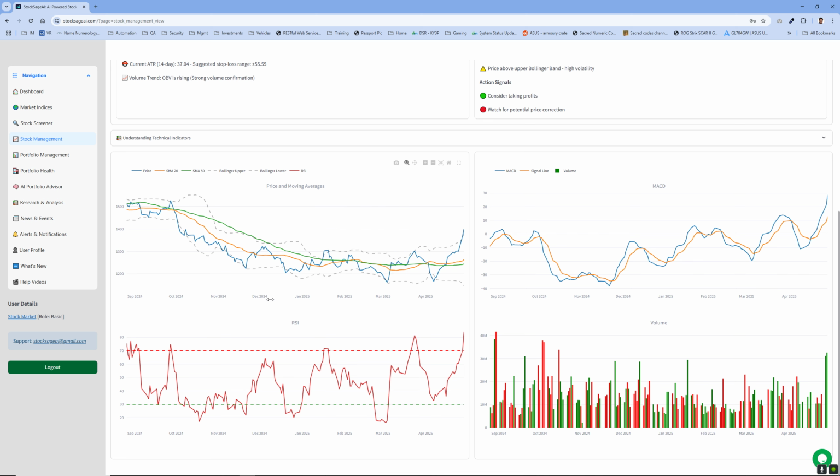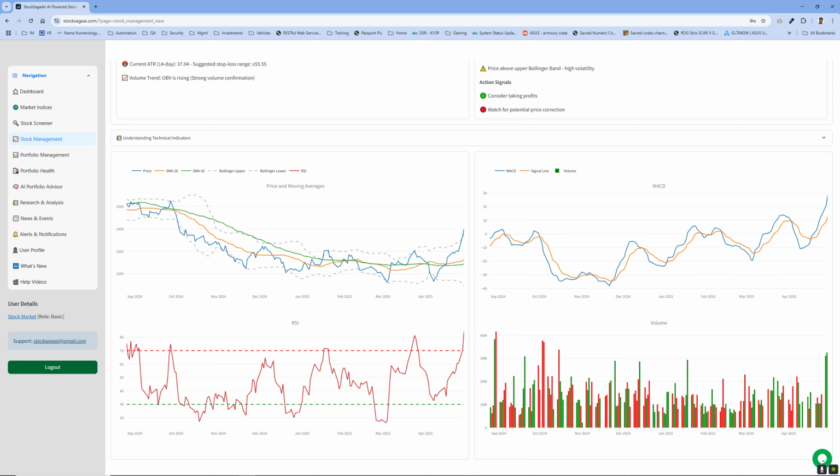It doesn't move in a straight line. It creates patterns of ups and downs. And these patterns form the basis of technical analysis. So always start by identifying the overall trend. Is the stock in an uptrend, in a downtrend, or moving sideways?